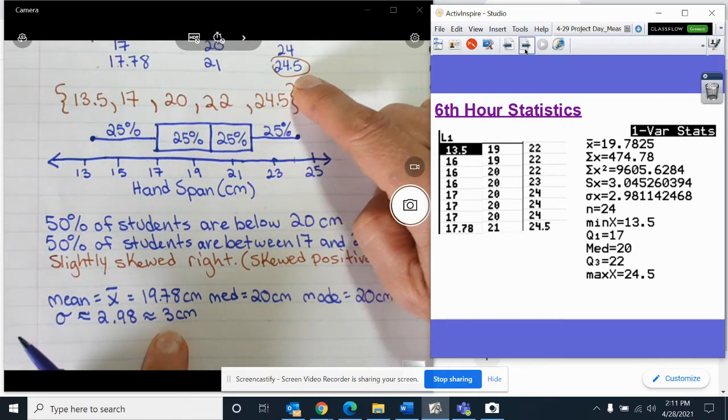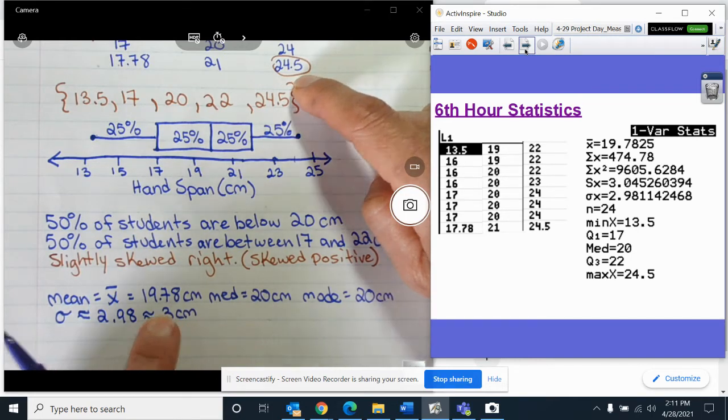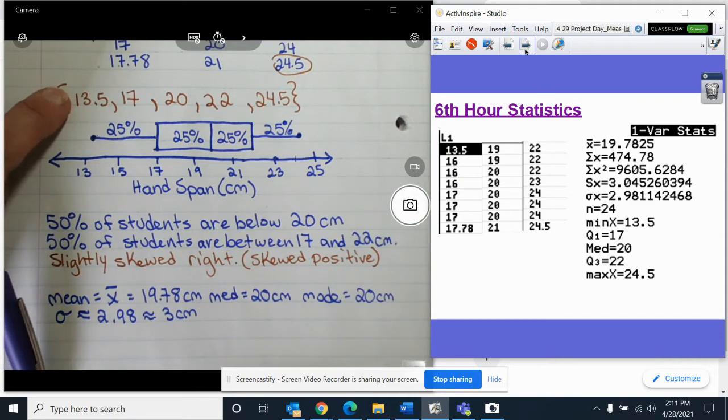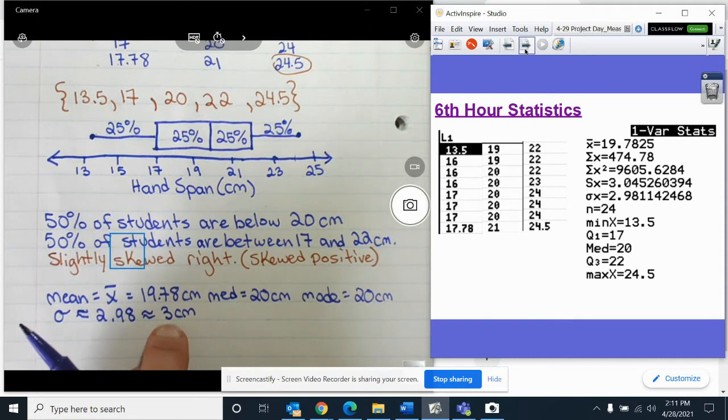Clearly, this maximum student is larger than 3 centimeters from the mean. And our minimum, that was 13.5, that's over 6 centimeters below the mean. So on average, each student is about 3 centimeters from the mean.